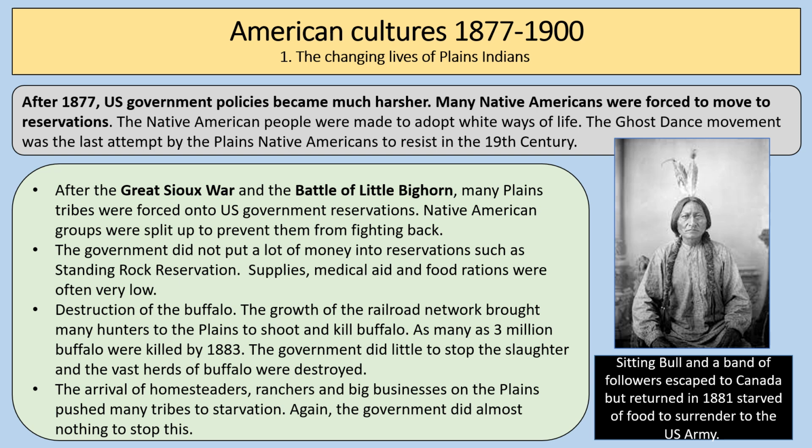There was also a huge consequence in terms of the destruction of the buffalo, which was obviously integral to the way of life of Native Americans living on the plains. The growth of the railroad network brought many hunters to the plains to shoot and kill buffalo, and as many as 3 million buffalo were killed by 1883. The government did little to stop the slaughter, and the vast herds of buffalo were destroyed.